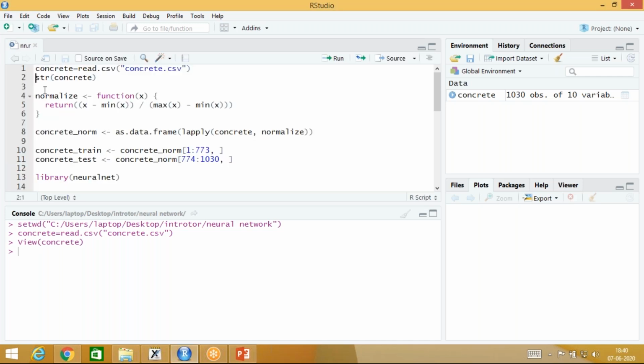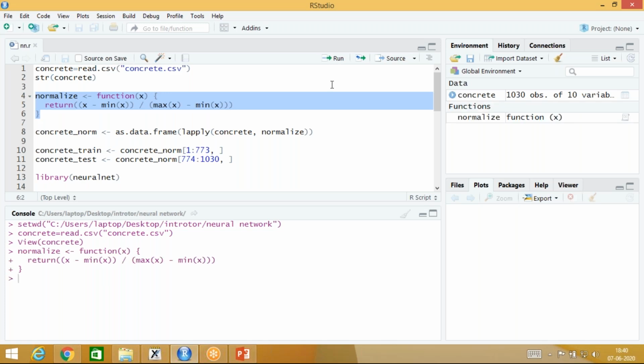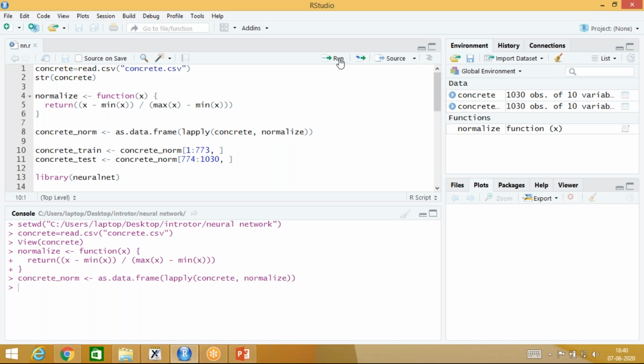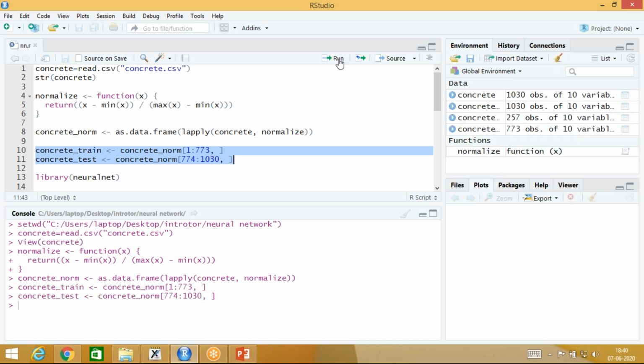So what will I do first? I will create a normalized function and then normalize the data. This is the same procedure as we did in the last one. Then you can create a sampling, but I am taking the first 773 as training and the rest as testing, but ideally you should sample it out. So for quickly doing it, I am not sampling it. So I have broken the data set into training and testing. 773 goes to training and the rest goes to testing.